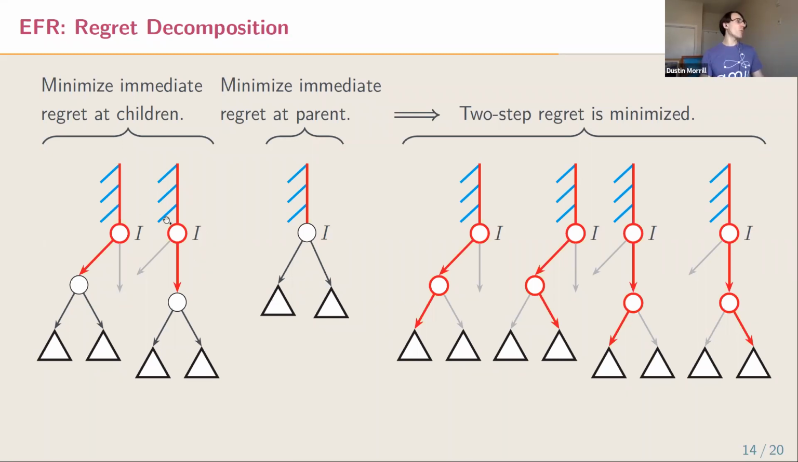So EFR will minimize the immediate regret at every child here. It'll also minimize the regret at every parent, which will mean that the full set of 2-step regrets are also minimized. And this kind of decomposition extends all the way from the start of the game to the end and for every behavioral deviation. So even though we're doing this local learning, we get this global nice result.